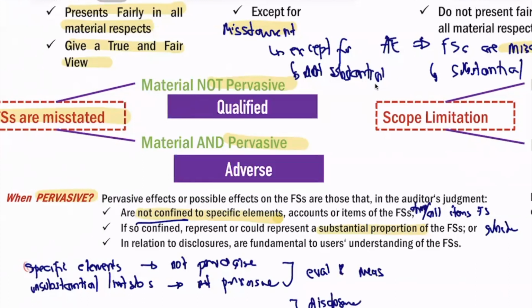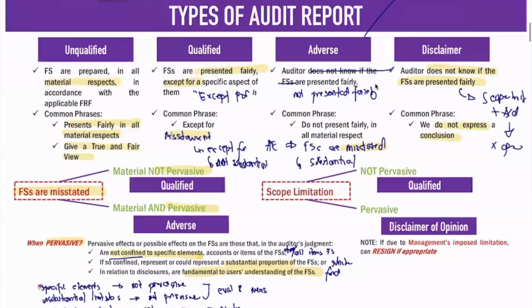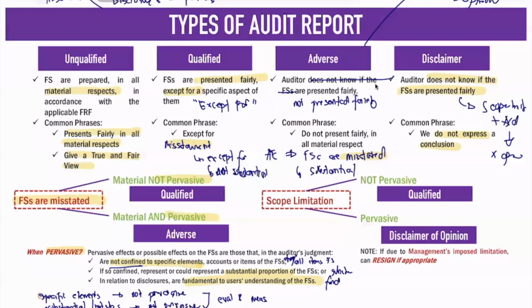When can we say that the disclosure effect is pervasive? If the disclosure that was omitted is fundamental to users' understanding, then it is considered pervasive. If it is not fundamental for users' understanding, then it is considered not pervasive. Again, as a rule, generally in reporting, the auditor's responsibility is to check the evaluation and measurement of the items in the FS and at the same time the disclosure.